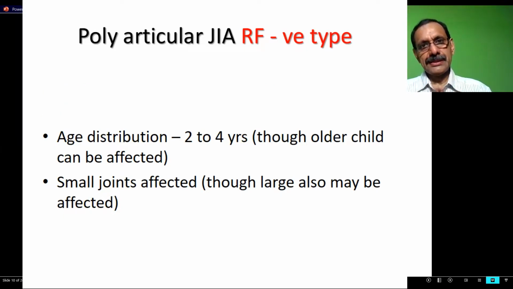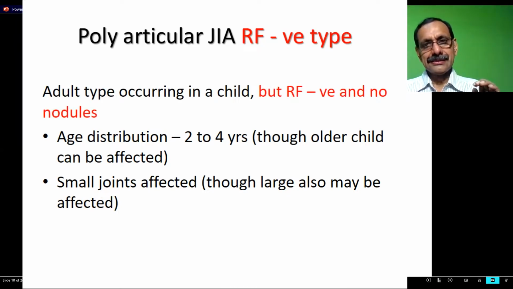So what is common between these 2? Both are polyarticular: 5 or more joints are involved in the first 6 months of disease. That is a common thing. The second common thing is that a lot of small joints are affected. Although large joints can be affected, small joints are affected. But otherwise, they are different. The first one that I described is rheumatoid factor positive and rheumatoid nodule positive. This one is rheumatoid factor negative, rheumatoid nodule negative, and it affects younger children.